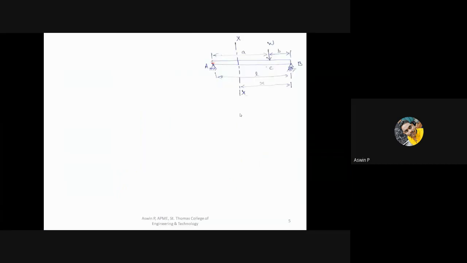So this is our figure. For that, we need to find the bending moment at a section XX. You can see that there is a section XX in between points A and C. So the BM at section XX will be the bending moment at the section XX.